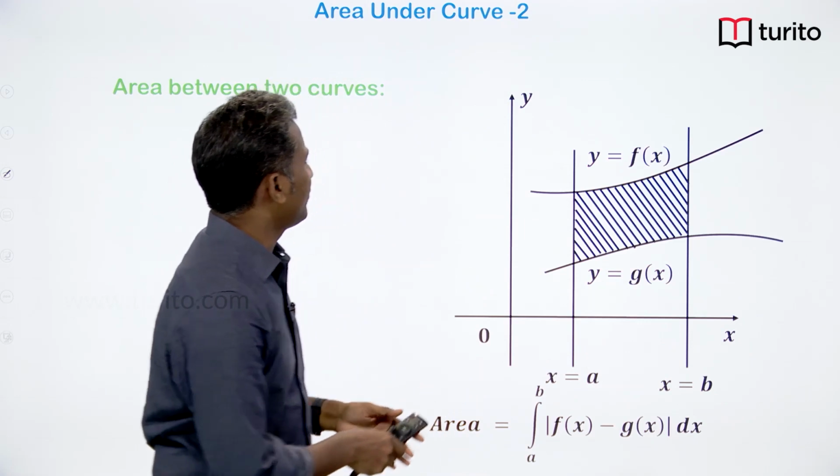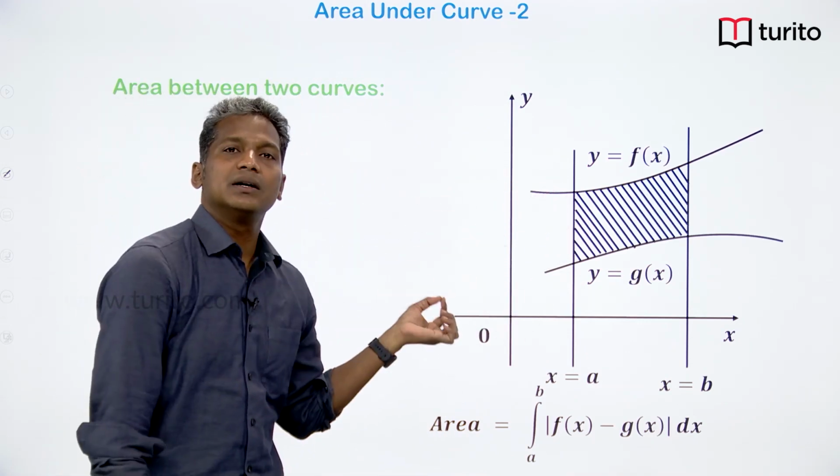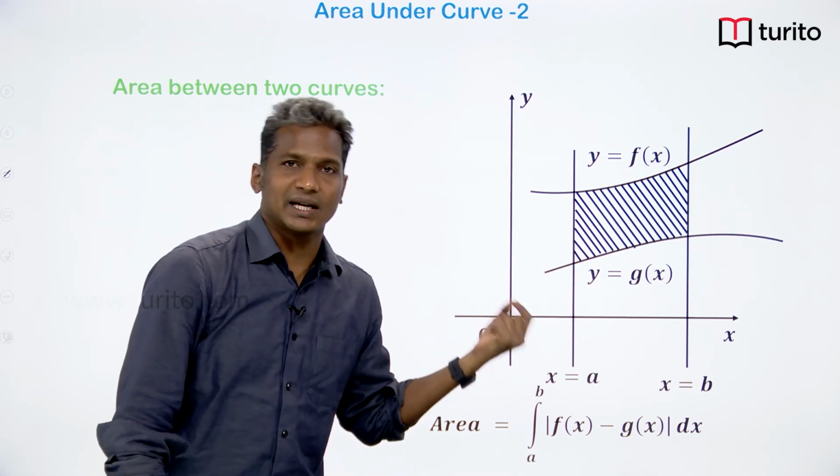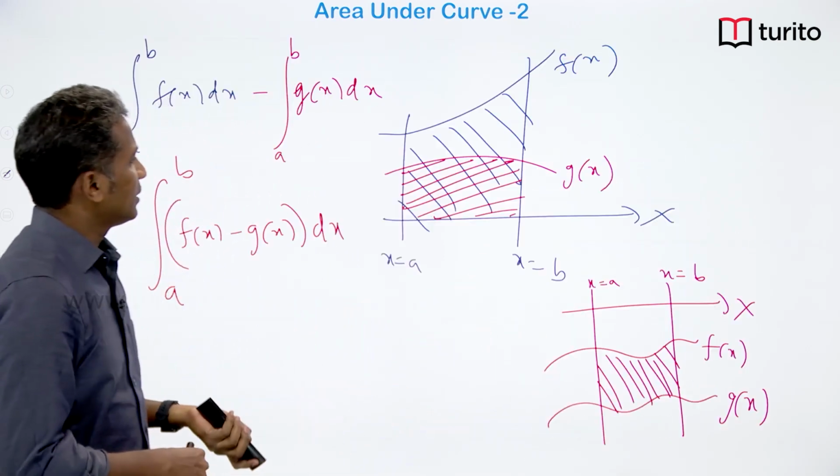Okay. So, that way we can understand this area between two curves using the concept of area formed with x axis. Can you make a note?